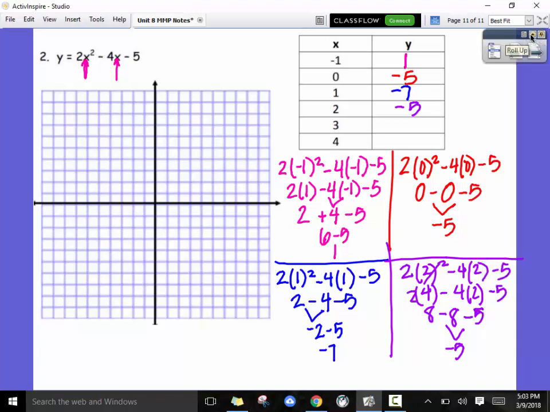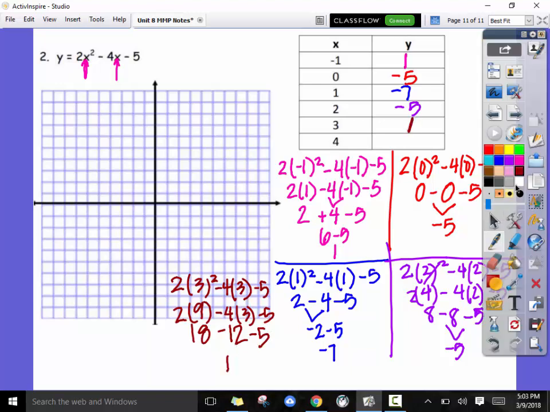Okay, I'm going to substitute in a 3. So 2 times 3 squared minus 4 times 3 minus 5. 3 squared is 9. 2 times 9 minus 4 times 3 minus 5. 2 times 9 is 18. Minus 4 times 3 is 12 minus 5. 18 minus 12 is 6, minus 5 is 1.